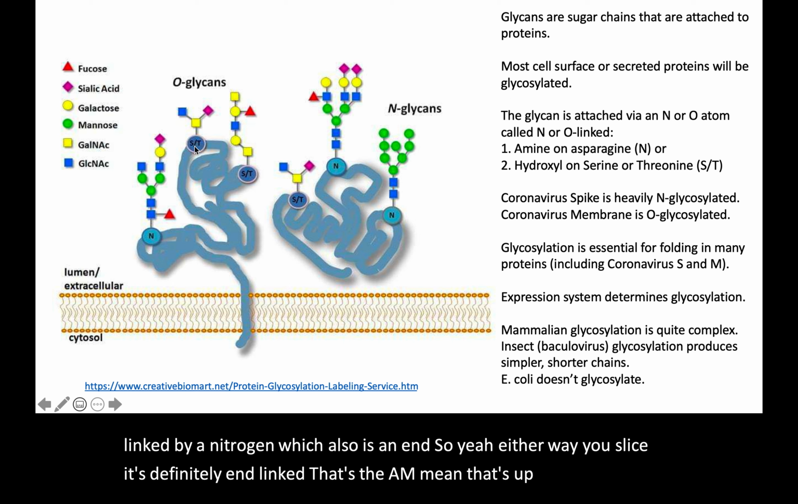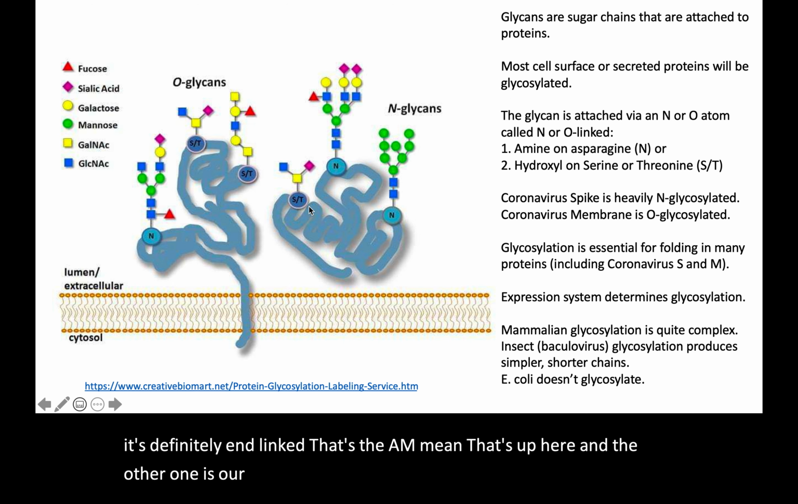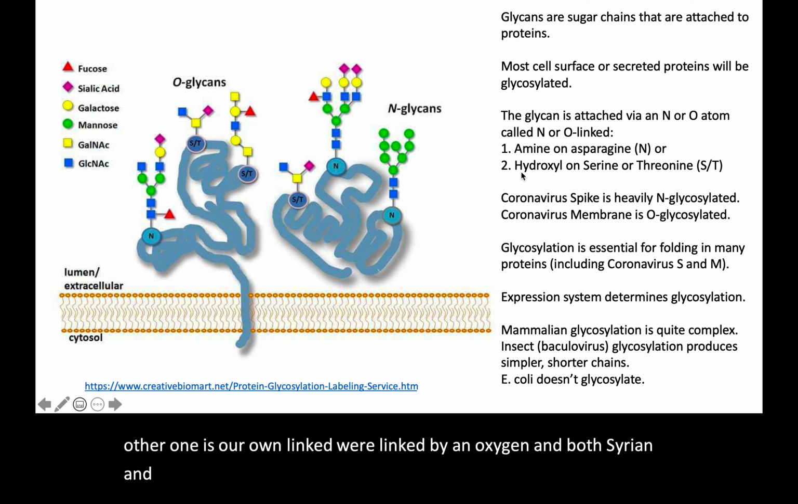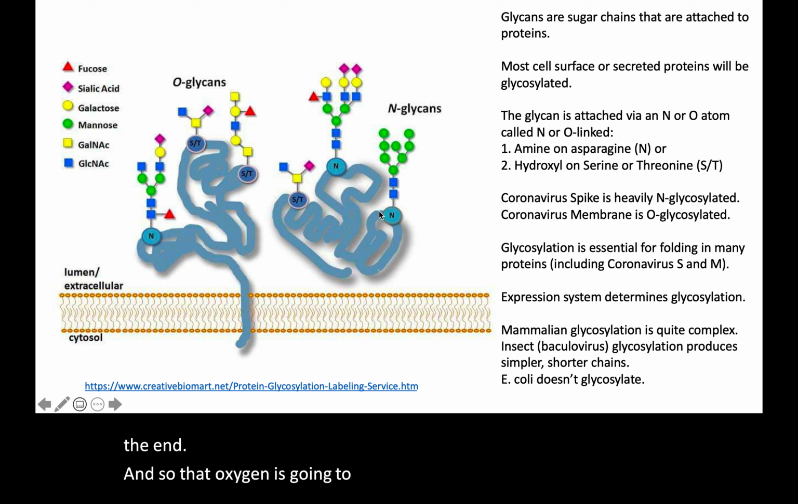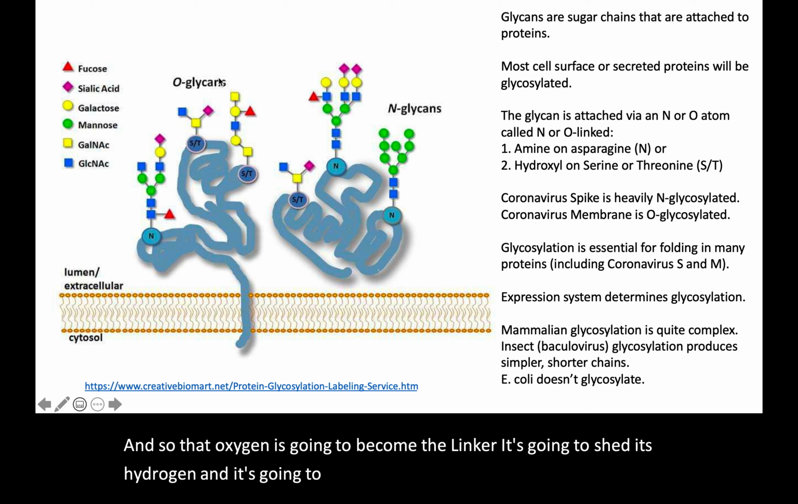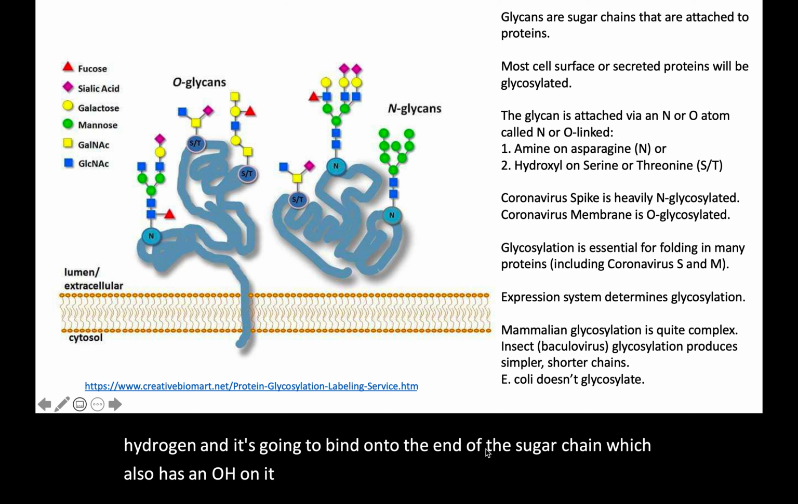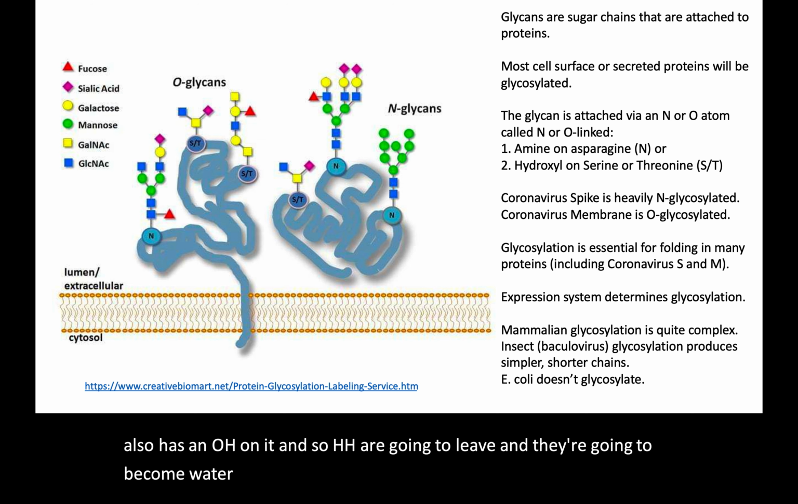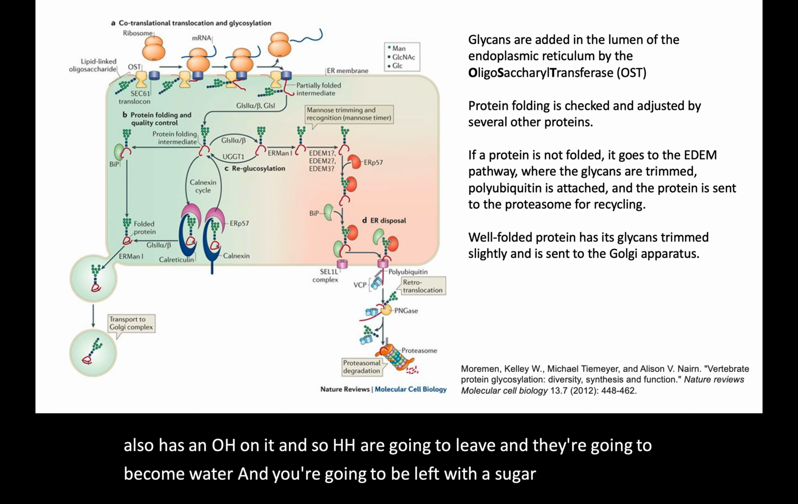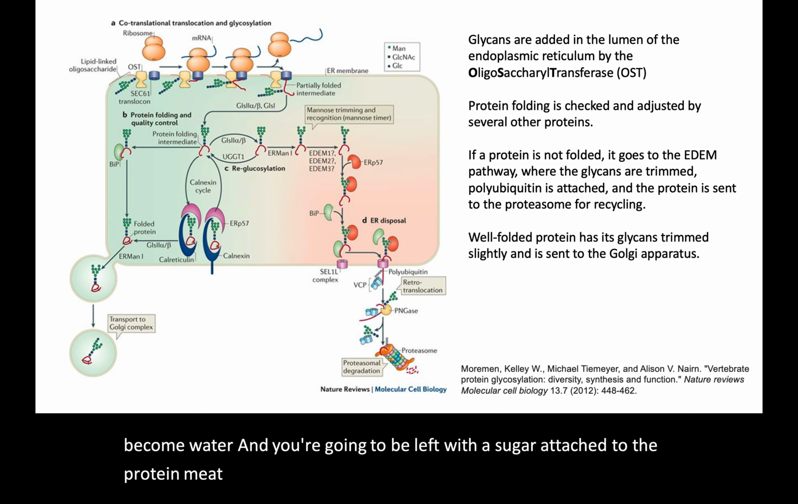And the other one is our O-linked, where we're linked by an oxygen, and both serine and threonine have a hydroxyl, which is an OH group hanging off the end. And so that oxygen is going to become the linker. It's going to shed its hydrogen, and it's going to bind onto the end of the sugar chain, which also has an OH on it. And so OH and H are going to leave, and they're going to become water, and you're going to be left with a sugar attached to the protein. Neat.